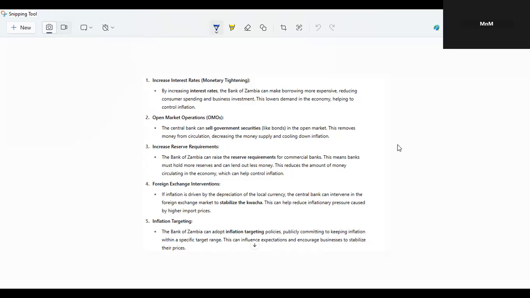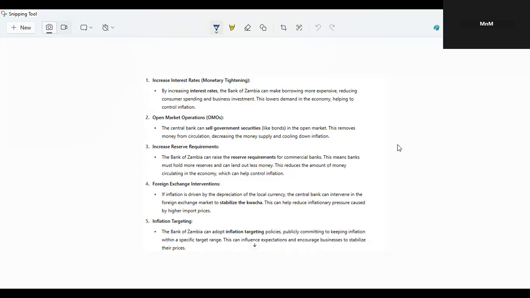Sometimes it's a good thing when there's less money in circulation. People complain, but it's just one of the operations that government uses to control. They will withdraw money. By selling bonds, they're asking for money from the public so there's little money in circulation. Then sometimes they increase the reserve ratio.